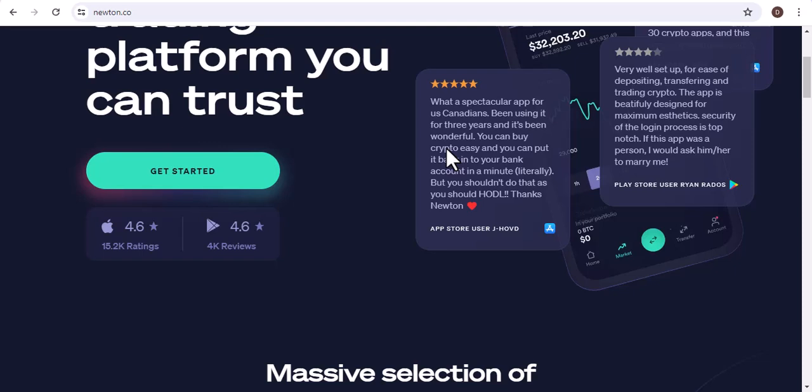Does Newton wallet support USDT? Yes, Newton wallet supports USDT. You can buy, sell, and trade USDT using the Newton app.